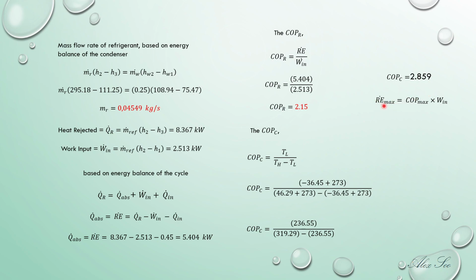Based on this, you will be able to find the maximum cooling load required. The question asks us to find the maximum cooling load. So this is the COP max that we have, multiplied by work in, because we know that COP is defined as refrigerating effect over work in. When you manipulate the equations, you get this. From here, your final answer is 7.18 kilowatt, for the maximum cooling load.